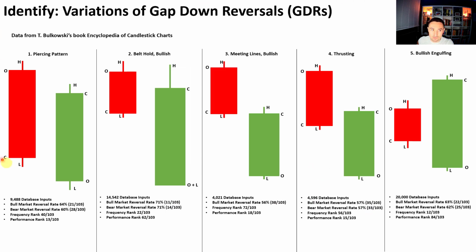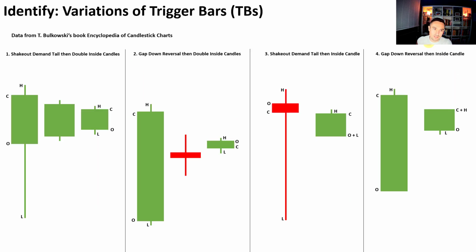If I show you some iterations of gap down reverse bars, these are the type of bars I'm looking for. Now sometimes the risk makes sense on these bars, sometimes it doesn't, so I'll wait for a tighter bar where the risk makes sense. Don't worry, I'll explain all the risk in a couple of slides time. But it's piercing patterns, it's belt hold bullishes, it's meeting lines, it's thrusting patterns, it's bullish engulfing candlesticks. You can see the reversal rates, 64%, 71%, 56%, 57%, 63% with a bullish engulfing type of candlestick.